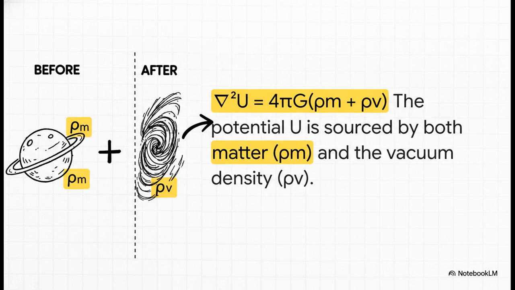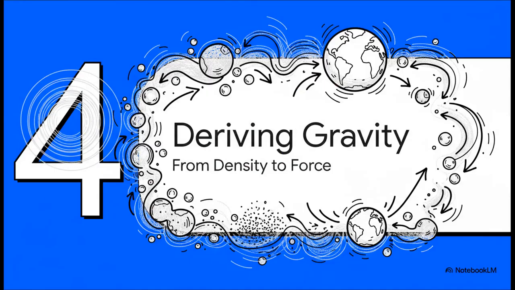The potential, U, isn't just sourced by matter density ρm anymore, it's now sourced by both matter and the vacuum's own density ρv. This is a huge shift in how we think about what generates gravity. Okay, so with that simplified equation in our back pocket, we are now ready for the main event, actually deriving the formula for gravity directly from the properties of the vacuum itself.